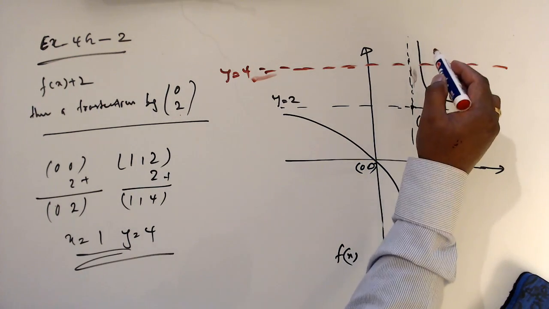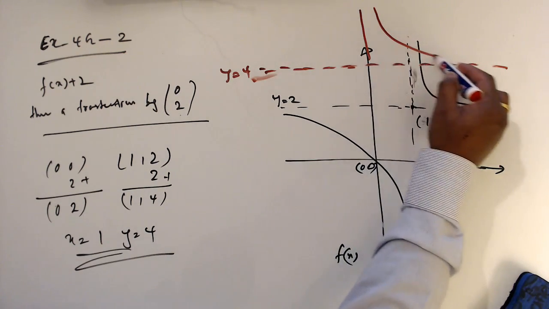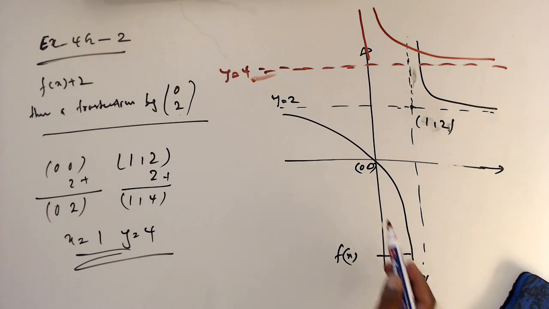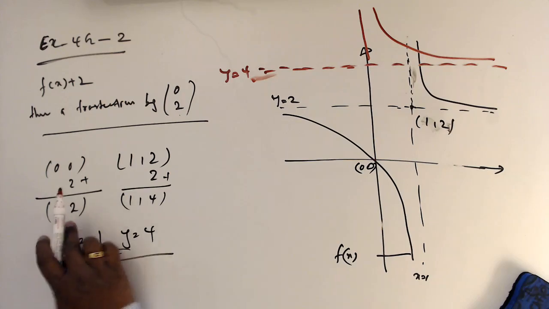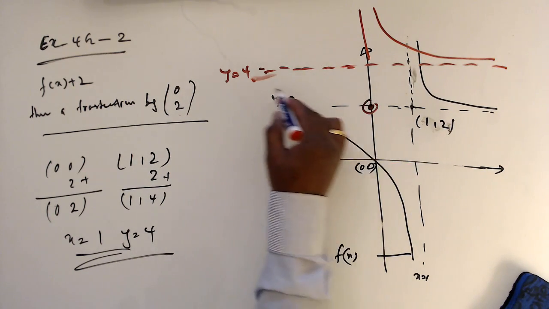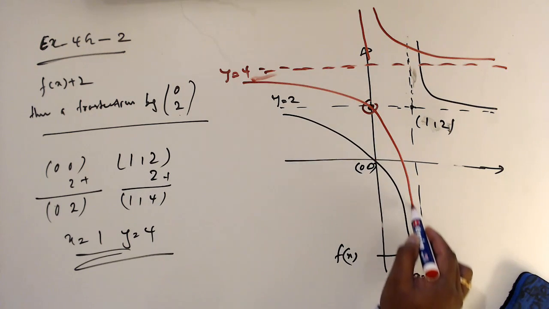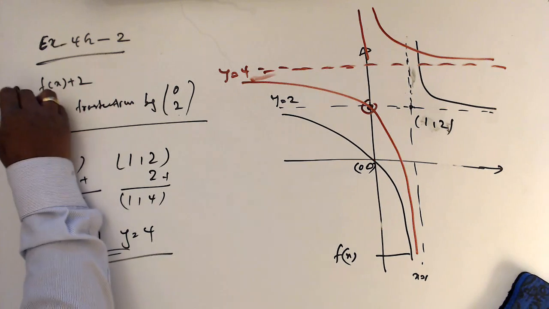So the curve goes through like this now. This one is 0, 0. Now the new coordinate is 0, 2. It is here now. Then the curve goes through like this. This is part A.